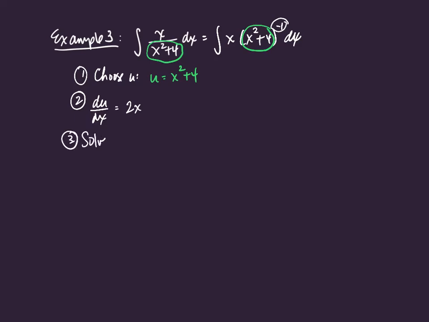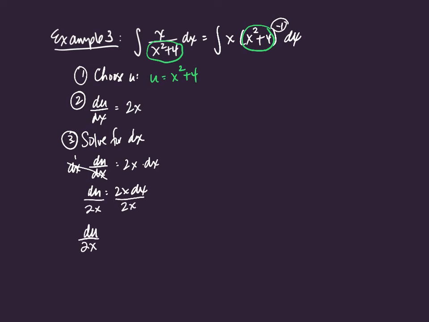Next is solve for dx. So du over dx is 2x. Multiply both sides by dx. And we get du equals 2x dx. And finally, divide by 2x. So du over 2x is equal to dx. That's what we're going to replace for dx, in whichever format you like. So we're ready for step 4. Anything that does not have a circle or square around it stays.